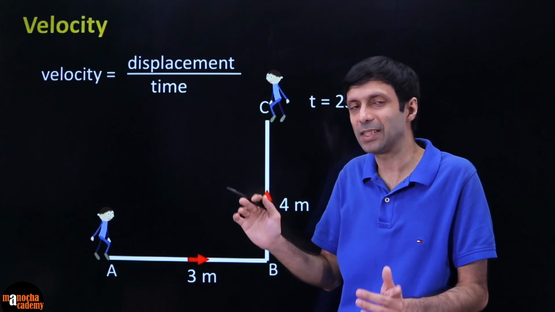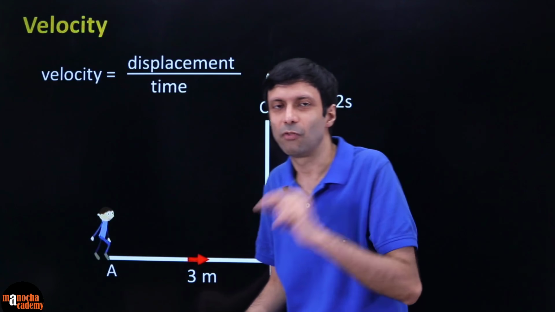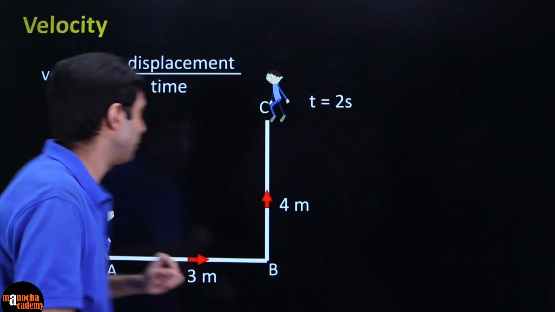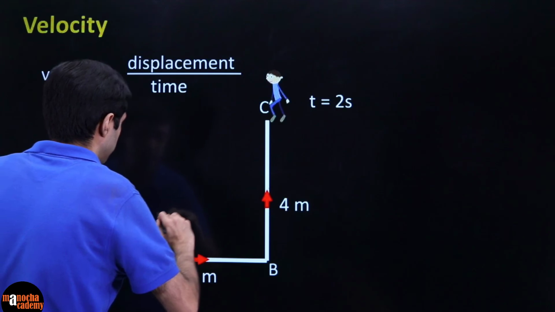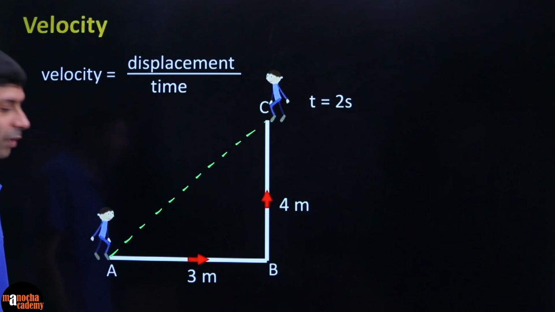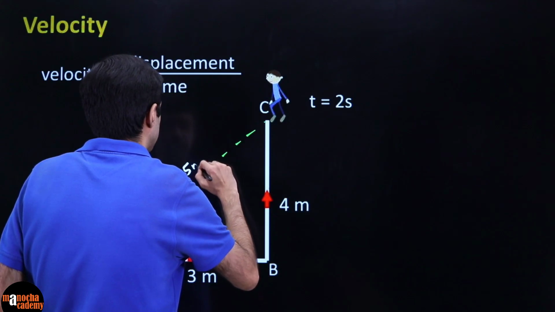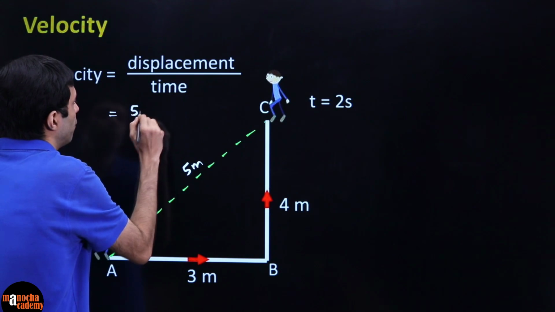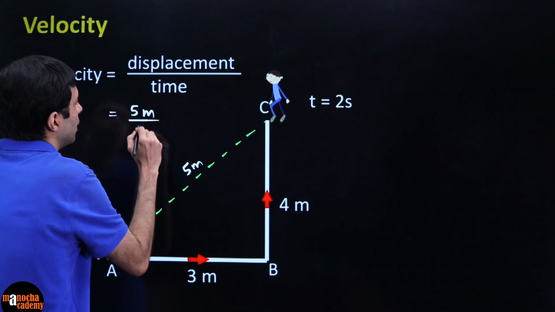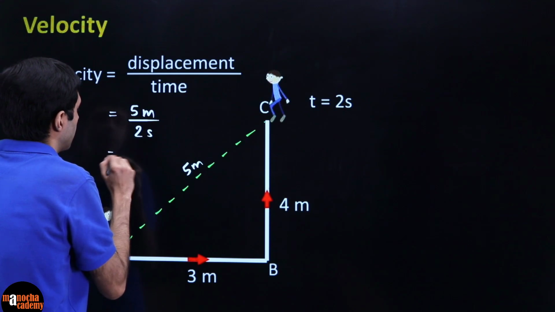Okay, displacement once again was the shortest path from initial to final position. So remember, this was our displacement. So what will be the velocity of the boy here? Displacement we had found was 5 meters. So it's going to be 5 meters divided by 2 seconds.